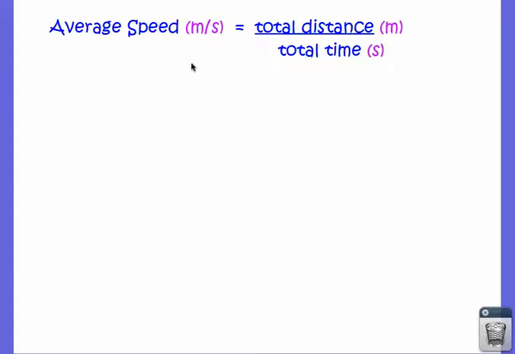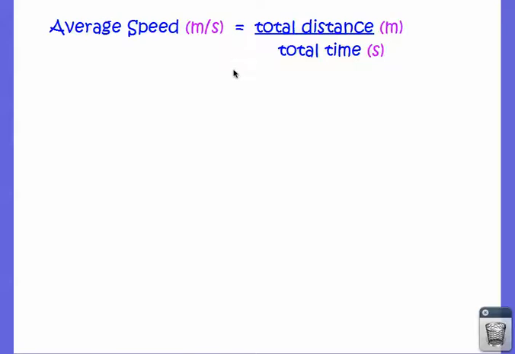So your speed unit, while the SI unit is meters per second, the unit that we're going to use on a question-to-question basis or a scenario-to-scenario basis is going to be based upon what our distance unit is and what our time unit is. So if we've measured distance in kilometers and time in hours, then our speed unit is going to be kilometers per hour.